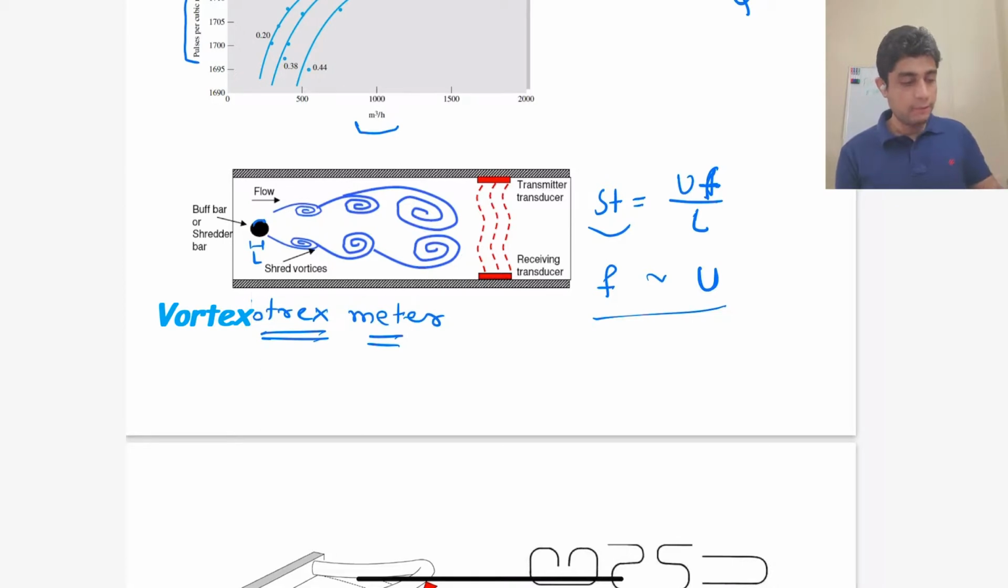So to measure the frequency of this vortex shedding, we might use a pressure sensor, so that the pressure fluctuates, and we measure the frequency of these fluctuations, and this gives us the frequency of vortex shedding.